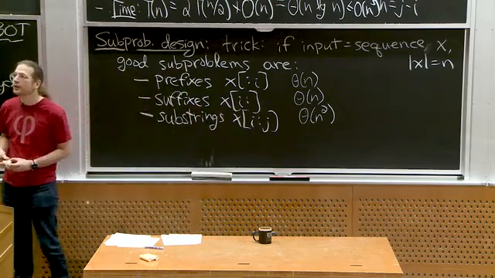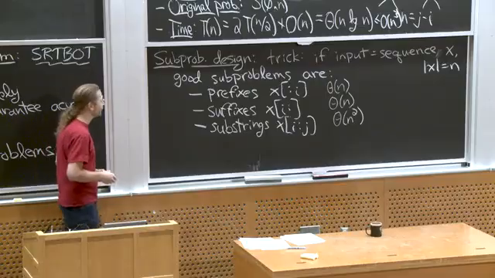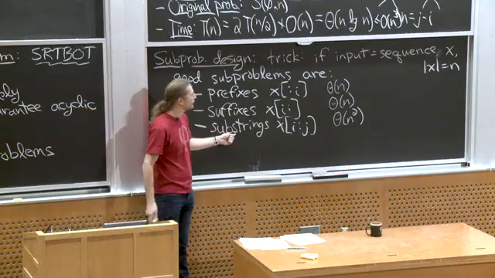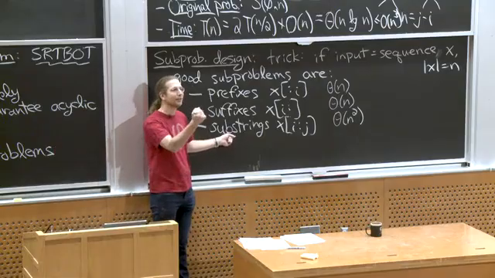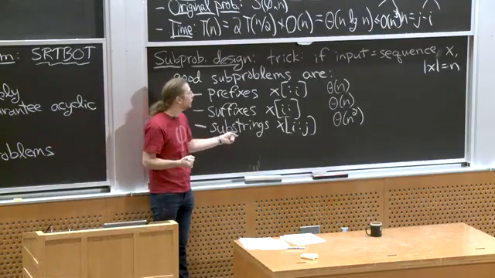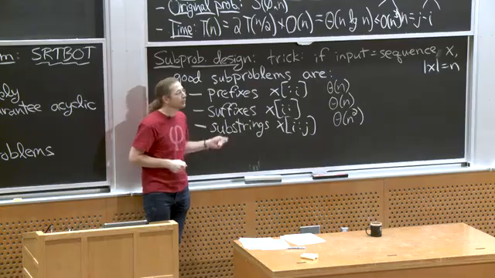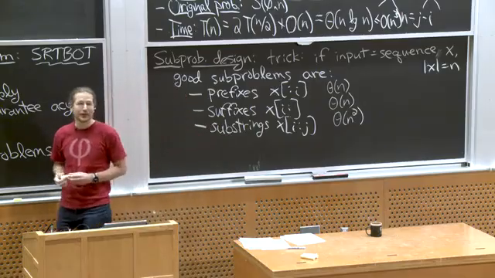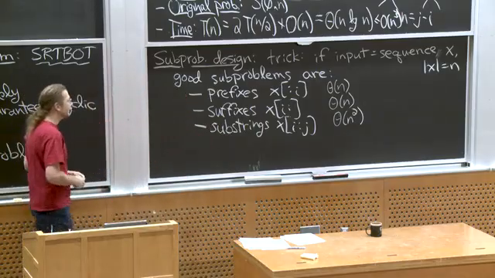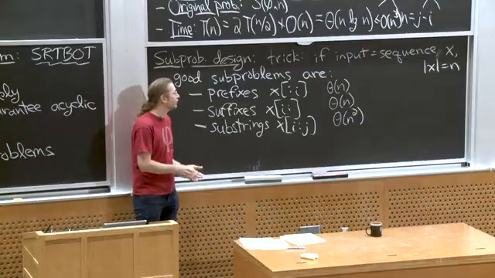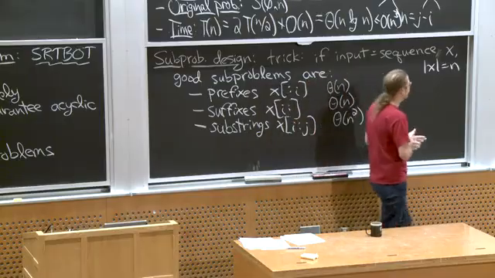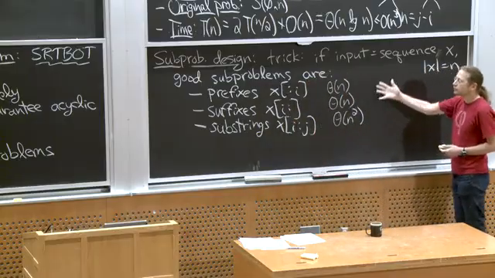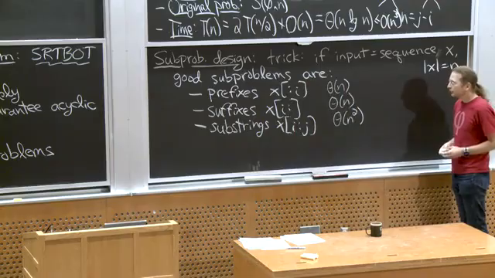What about subsequences? I didn't write subsequences because, in fact, there are exponentially many subsequences: 2 to the n, since for every item I could choose it or not. I don't want my subproblems to be subsequences, because then you're guaranteed to get an exponential number of subproblems, which is bad. We'd like to bound the number of subproblems by a polynomial. So these are three natural ways to get polynomial bounds.